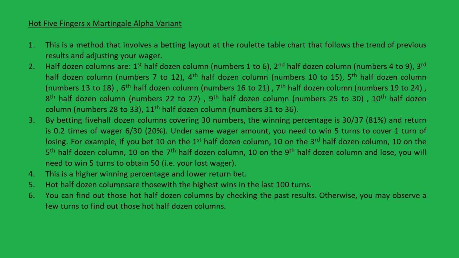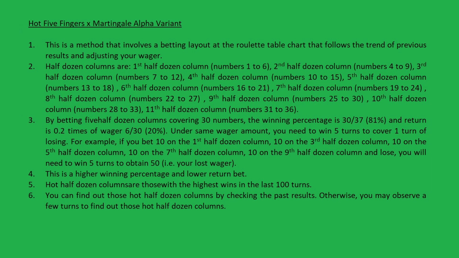For example, if you bet 10 on the first half dozen column, 10 on the third half dozen column, 10 on the fifth half dozen column, 10 on the seventh half dozen column, 10 on the ninth half dozen column and lose, you will need to win 5 turns to obtain 50, i.e. your lost wager. 4. This is a higher winning percentage and lower return bet.